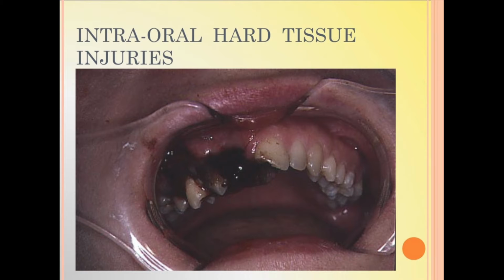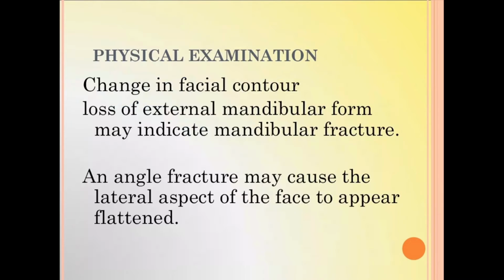Intraoral hard tissue injuries also can be manifestations of maxillary fracture or mandibular fracture. Change in facial contour, loss of external mandibular form may indicate mandibular fracture. An angle fracture may cause the lateral aspect of the face to appear flattened.